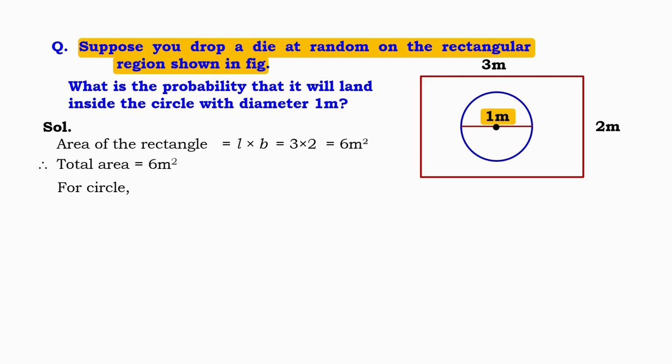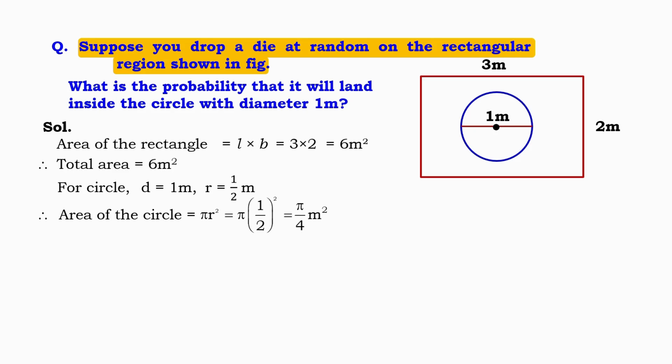Now for the circle, what is given over here? The diameter is given, that is equal to 1 meter. So we need to find the radius. Radius will be half of the diameter, that is half meter. So the area of the circle, the formula is pi r square, that is pi into radius square. So pi into (1 by 2) whole square, that is equal to pi by 4. Pi by 4 meter square.